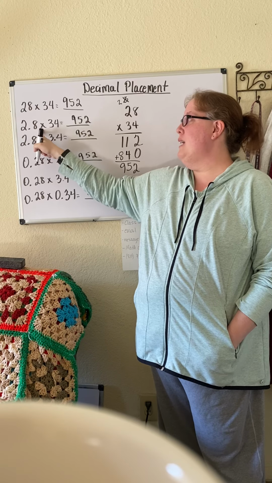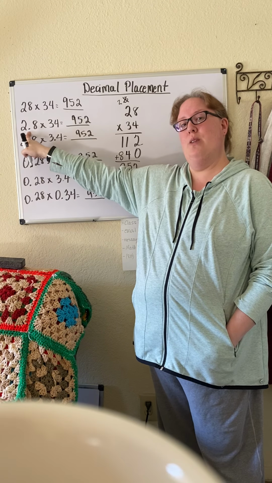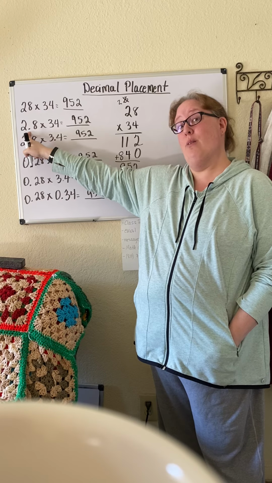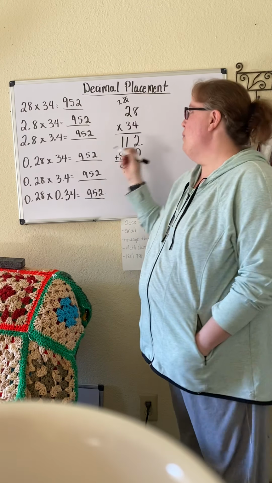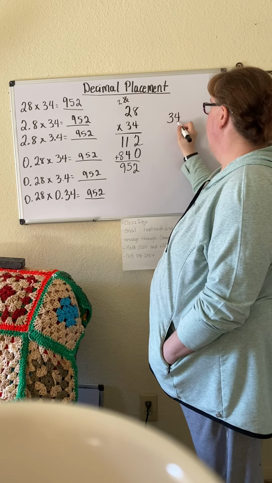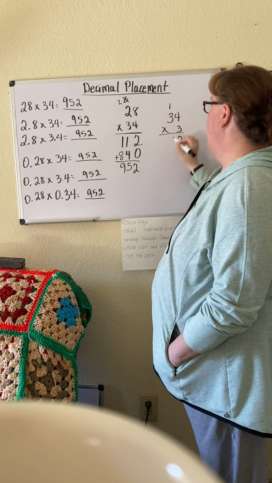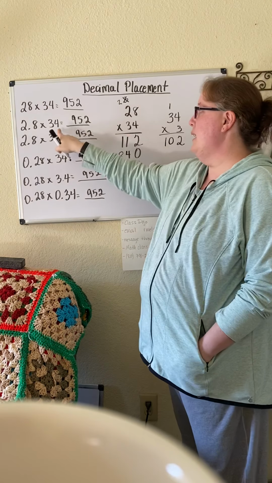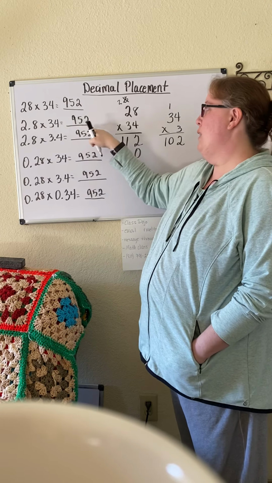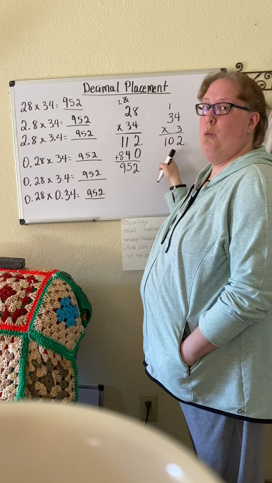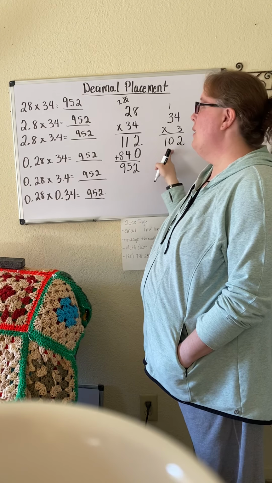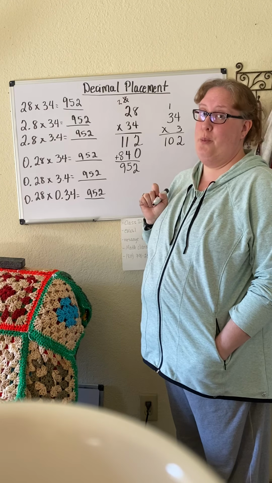But when I come down to here, if I were to round 2 and 8/10, I'd round that to 3. So 3 times 34, that would be a 12 and a 10. So this answer has to be closer to 102. Okay, it's definitely not 952.